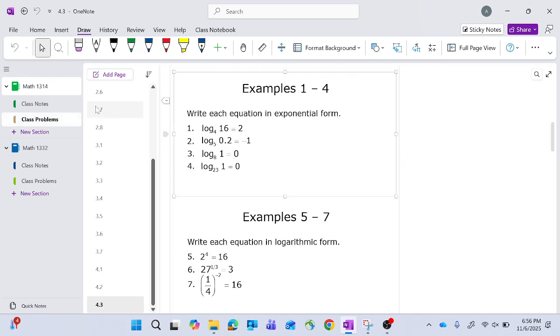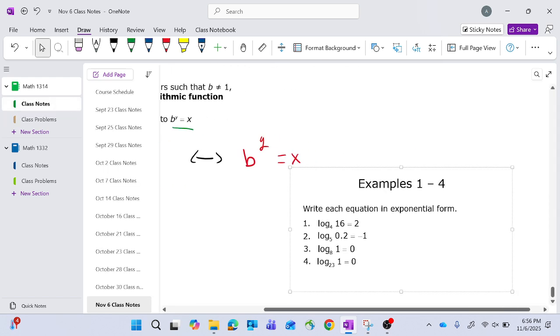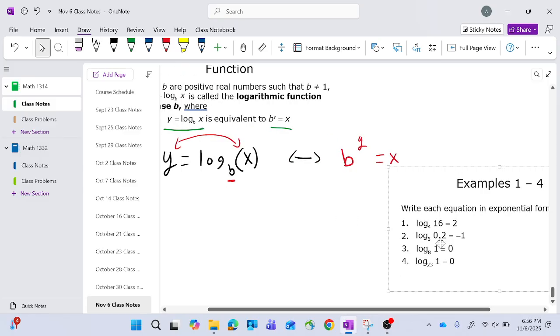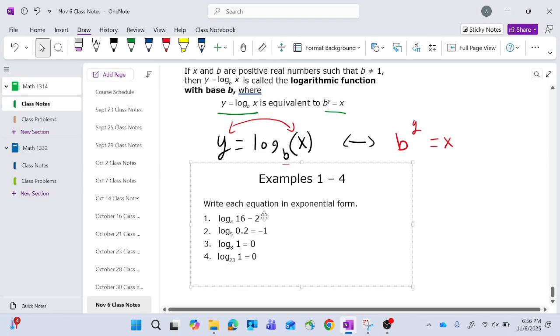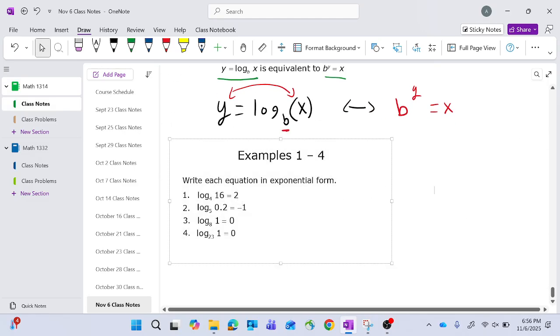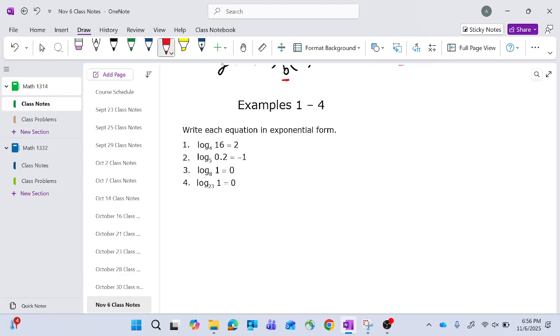So now we're gonna have some practice. We're gonna flip some of these into exponential form. All right. So log base 4 of 16 equals 2.